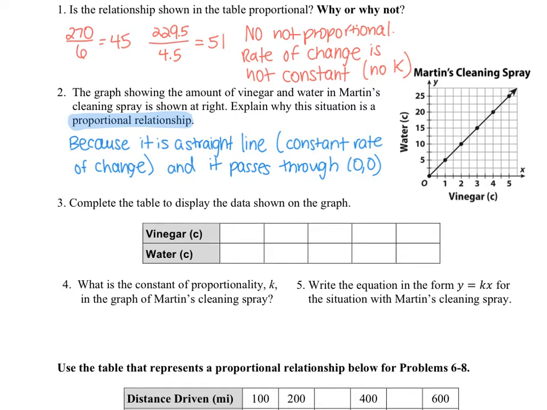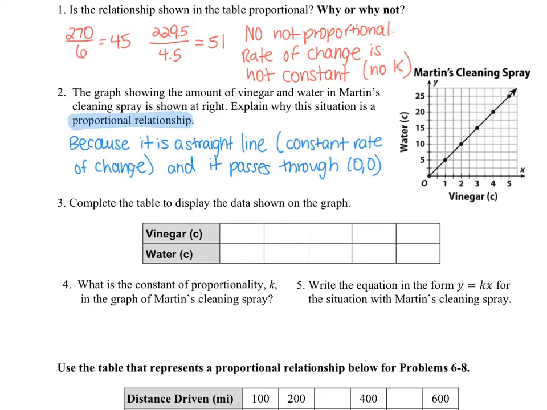Another way you could do it is actually take each of those points that you see, except for 0, 0, but the other points, and do y divided by x like we did in number 1 and show that it is the same. So this point is 1, 5, so 5 divided by 1 is 5. And then this point is 2, 10, so the y value 10 divided by 2 is 5. 15 divided by 3 is 5, 20 divided by 4 is 5, and 25 divided by 5 is 5. So we can see that it has a constant of proportionality.